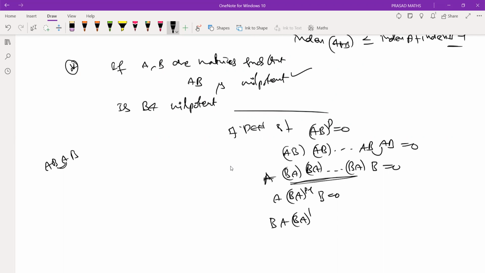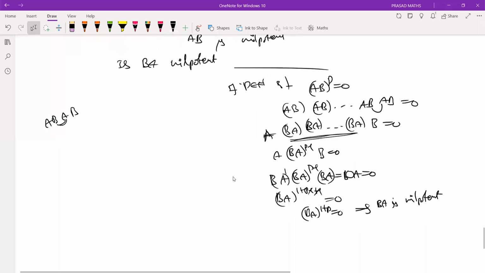Pre-multiply with B and post-multiply with A. What are you going to get? This is the zero matrix. Therefore, (BA)^1 times (BA)^(P-1)... that means 1 plus P minus 1 plus 1. This is 0. So (BA)^(1+P) is 0. That means B into A is nilpotent.